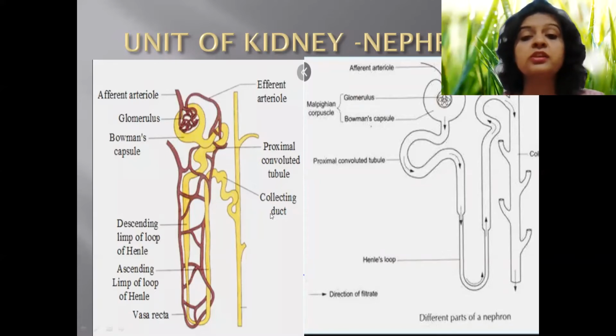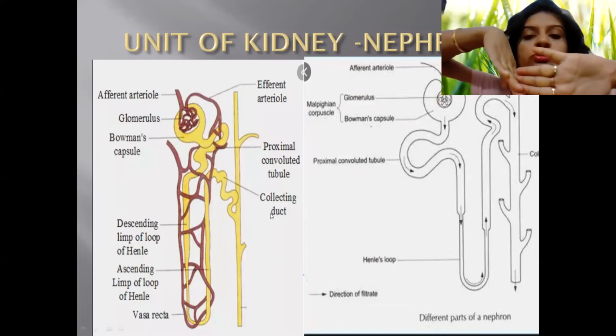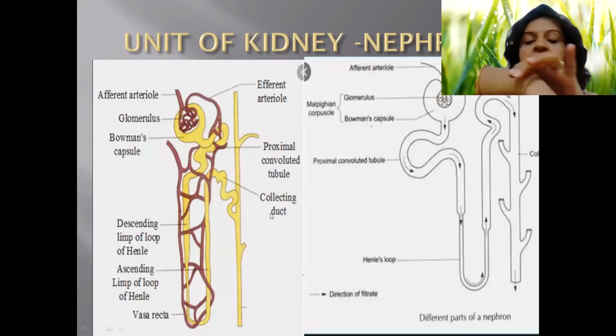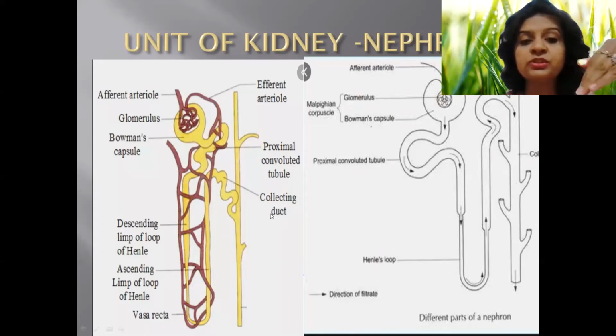So the afferent arteriole is the one which is bringing the blood into the glomerulus, and finally the structure leads to a tube known as the efferent arteriole. So the blood entering here moves into the glomerulus. Now this glomerulus is simply a sieve.